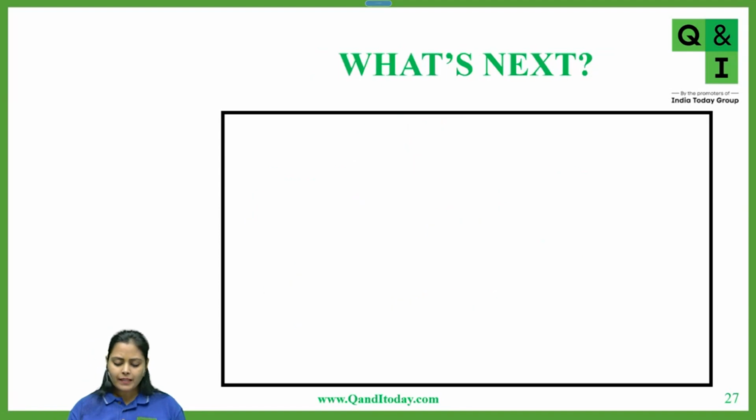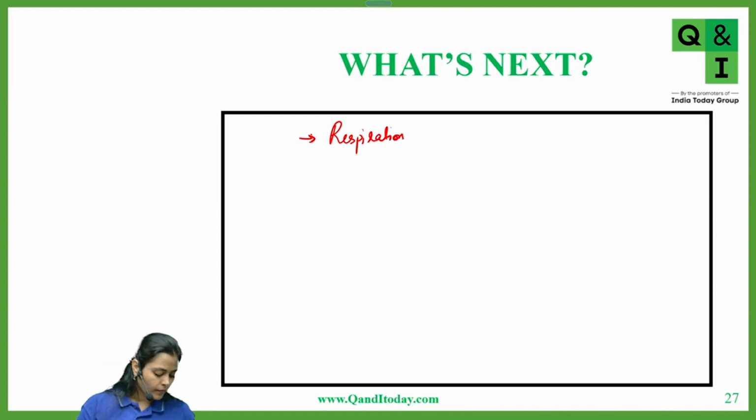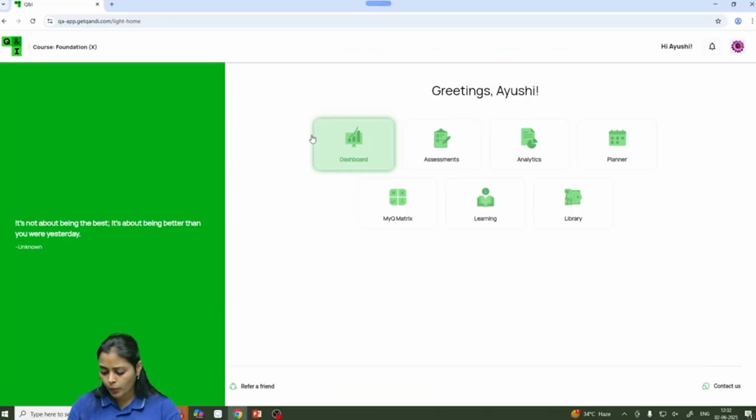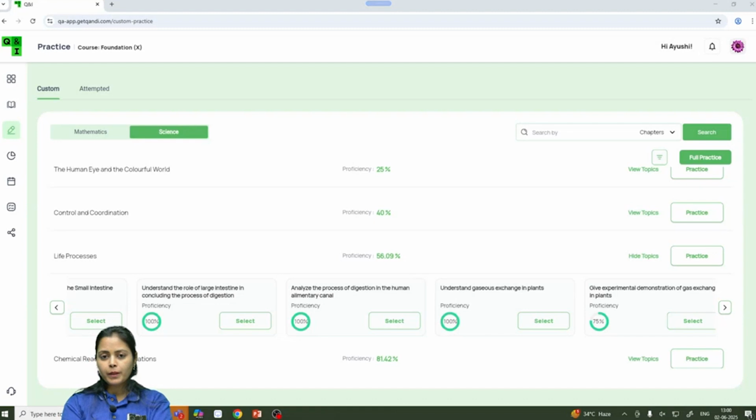Okay. Now in next class, we would be beginning with respiration. So in next class, we are going to move ahead with respiration. Till then, your homework would be reading NCERT till nutrition in humans. Please read line by line from NCERT. You need to be very thorough with your NCERT because NCERT is very important when we talk about your boards. And please fill that feedback form.